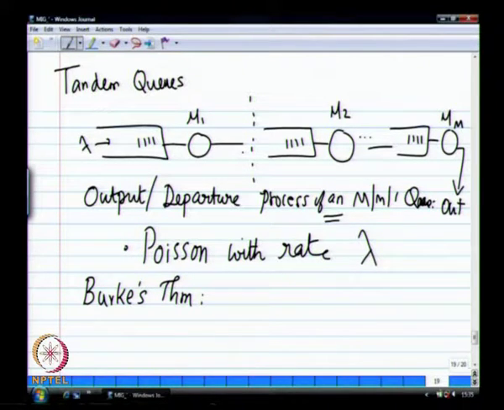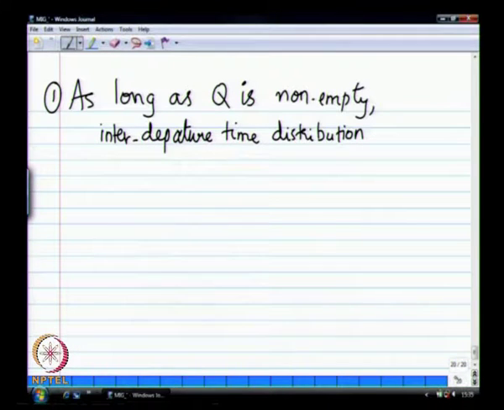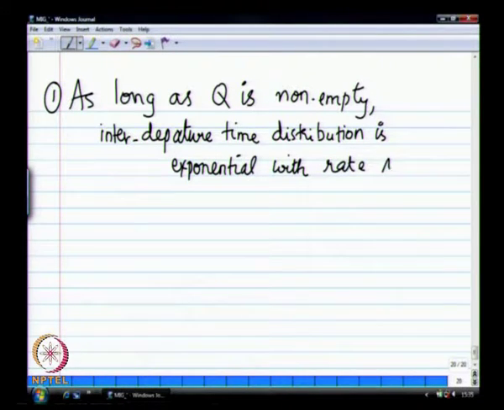So what is the process coming out of the first queue? Because I need to know the input process for the second queue, and I do not know that. I am stating that it is Poisson. If I know it is Poisson, then I can solve all of these independently, but I need to first prove that it is Poisson. So, if the queue is not empty, the inter-departure time distribution is exponential with rate mu.